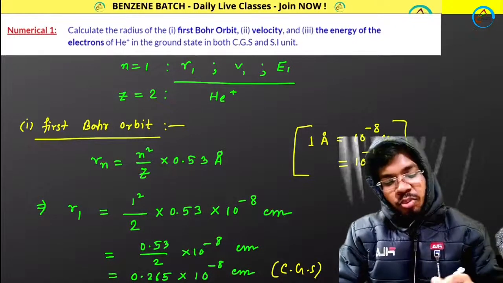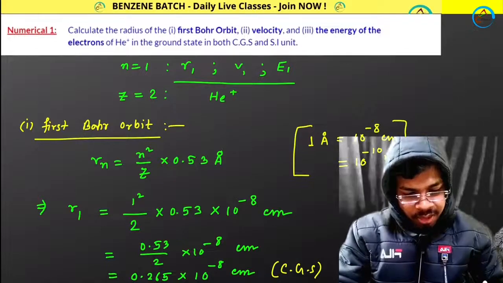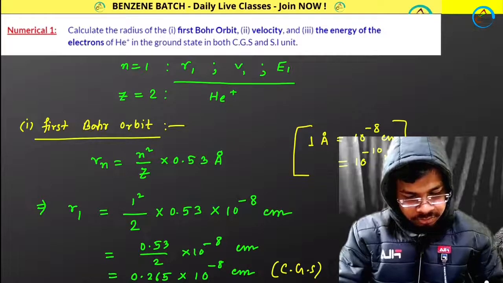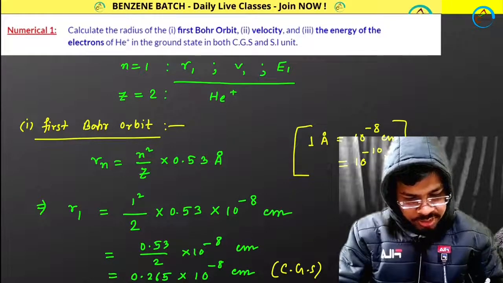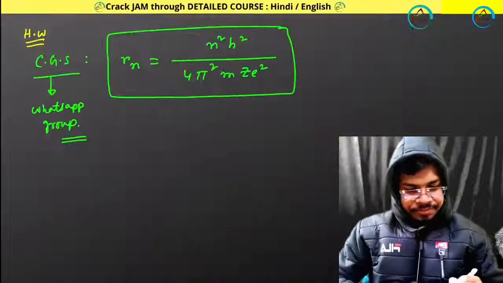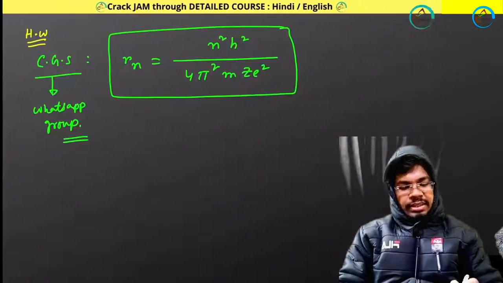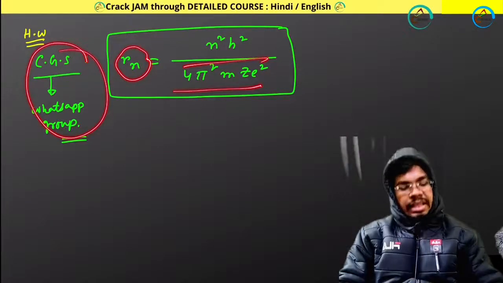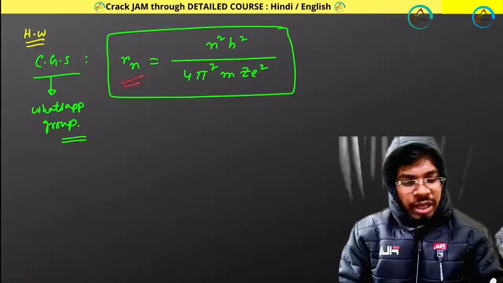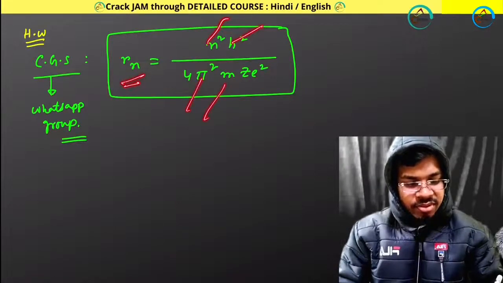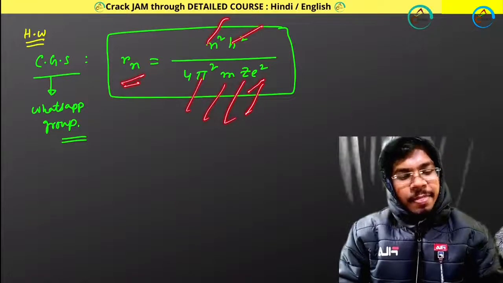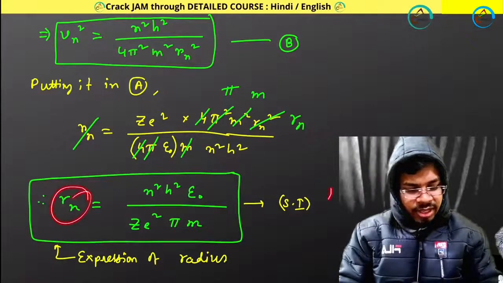So let me show you what other method you can use to solve this numerical. Just wait 1 second. Yes. So you could use this Rn expression for CGS. Put the n value, h value, this value, this value, this value. But that is meaningless. That is just a waste of time. Yes, you can also use the Rn expression for SI system.